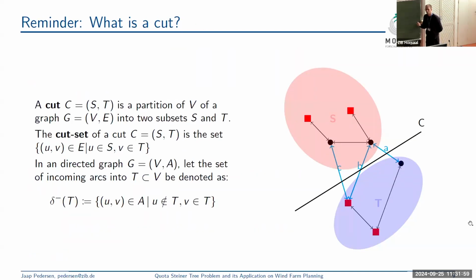Just a short reminder, what is a cut in graph theory? A cut is a partition of the vertex set V of a graph G into two disjoint subsets S and T, right? So you have S and you have T, and no node of T is a node in S. And then the cut set of a cut C is the set of all edges which traverse these two subsets. And when you look at a directed graph, a little bit of notation, you have delta minus, which are the incoming arcs into a set T, coming from S. So A in this direction would be in this set. You can also say this for delta plus, which would be the other way around. But we only need this one for now.